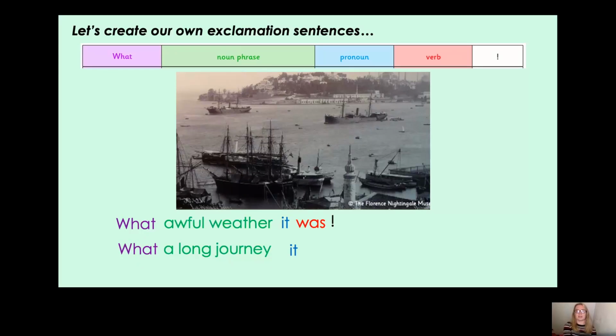It, and then I need the verb to be again. Can you remember what it is in the past tense when we use it with it? Yes, we need was. And then we need our exclamation mark. So what awful weather it was. What a long journey it was. So there we go. We've created 2 more exclamation sentences starting with what that Florence Nightingale can use in her letter to her family.